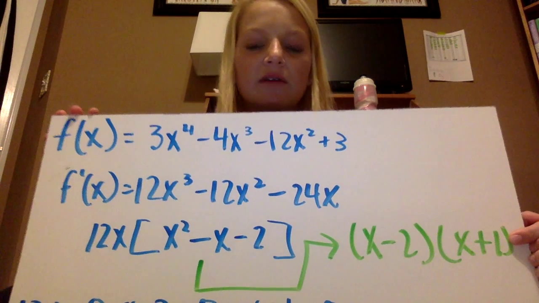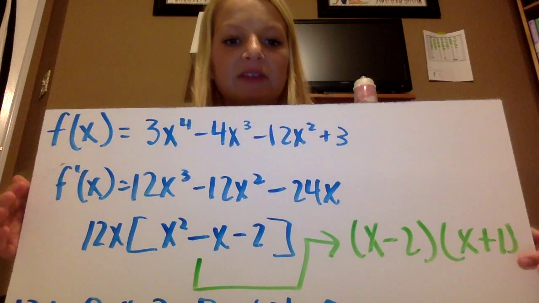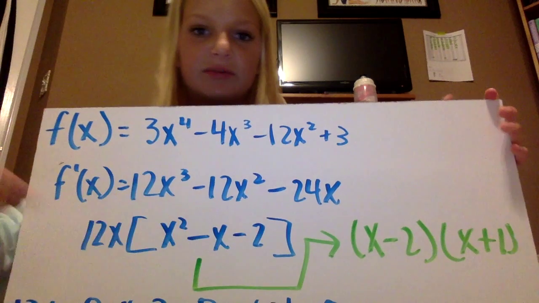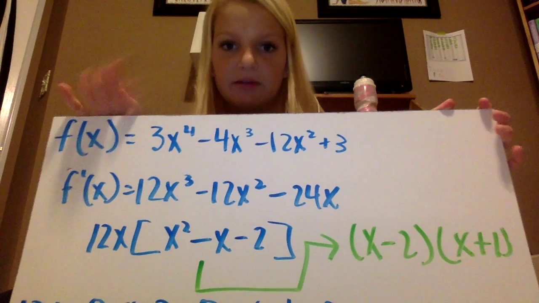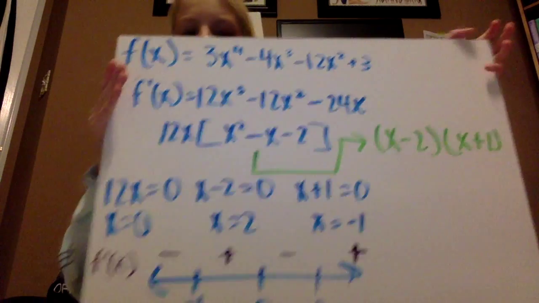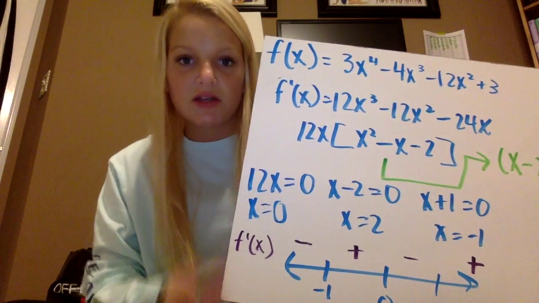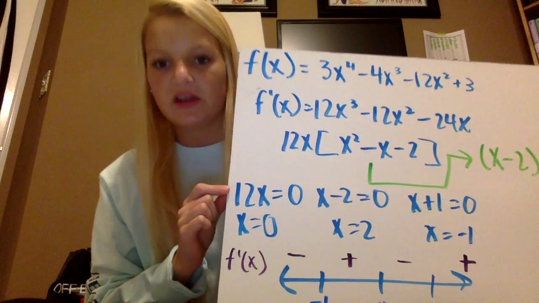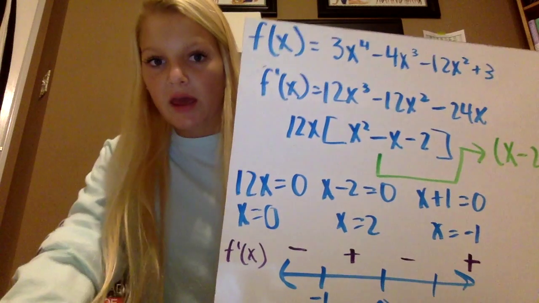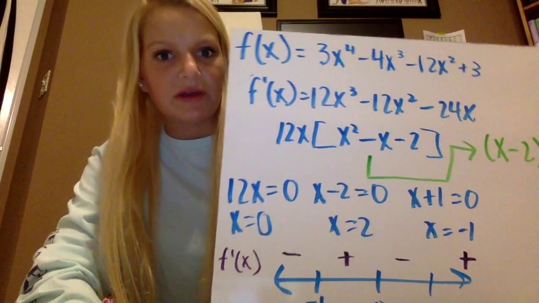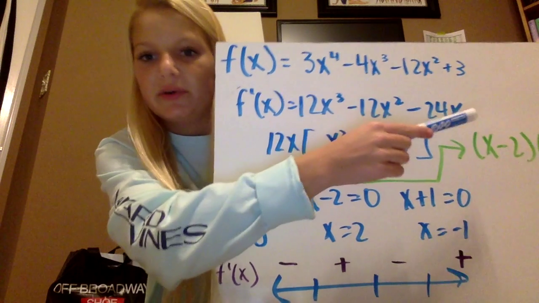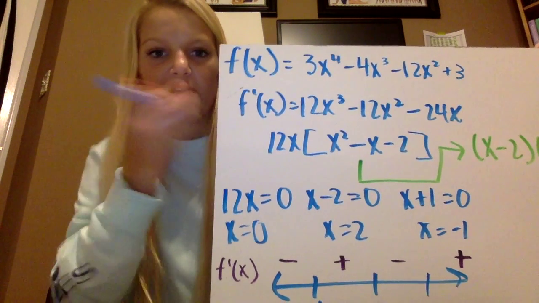Now, if you look at it, we have three separate components: the 12x, the x minus 2, and the x plus 1. We're going to set each of those equal to 0. I already did that right here, as you can see, I showed that I was setting each of them equal to 0. Also, I forgot to write this, but you're going to want to show that you're setting your whole derivative equal to 0, so go ahead and put in equals 0 right there.